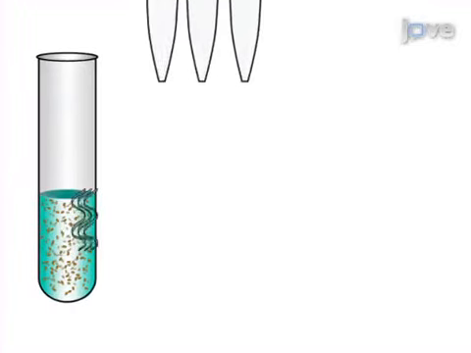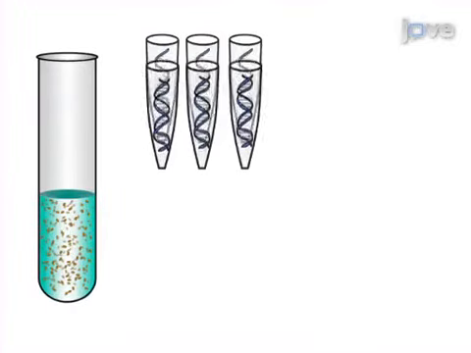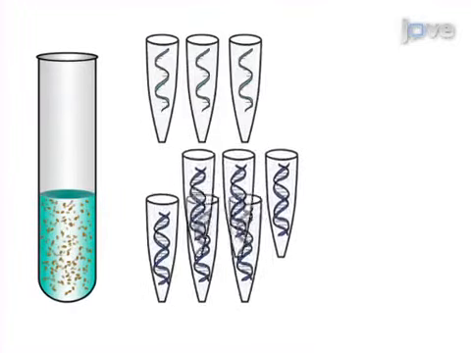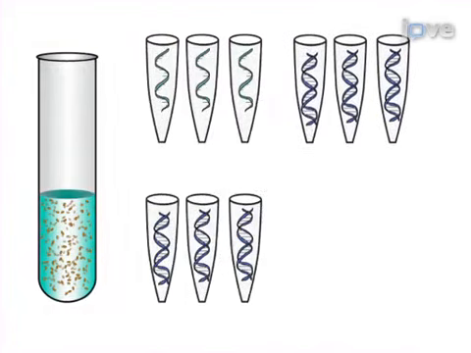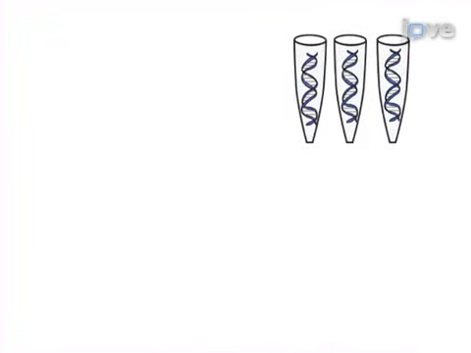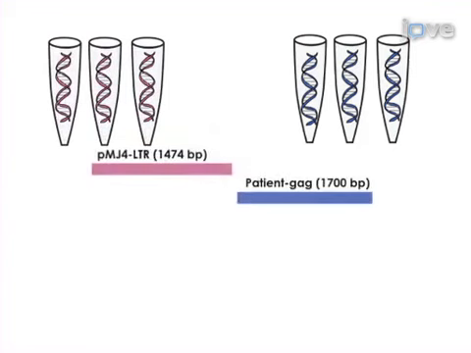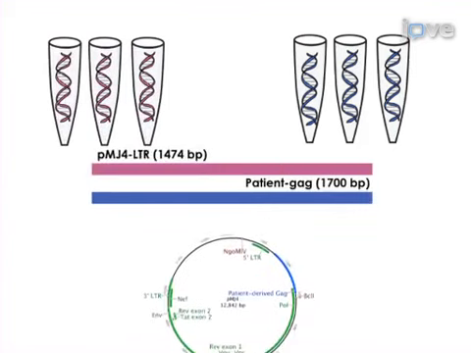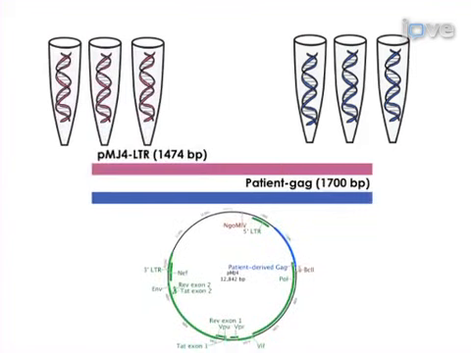This is accomplished by first amplifying the GAG gene from the patient's plasma. The second step is to clone the patient-derived GAG sequence into the replication-competent infectious molecular clone MJ4.